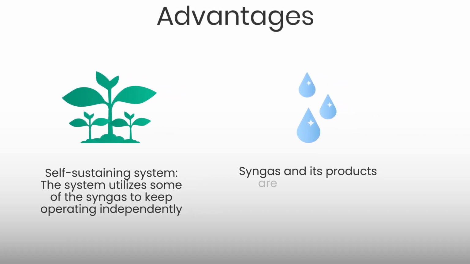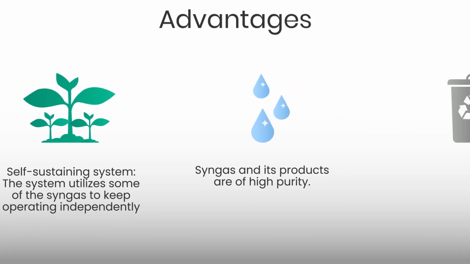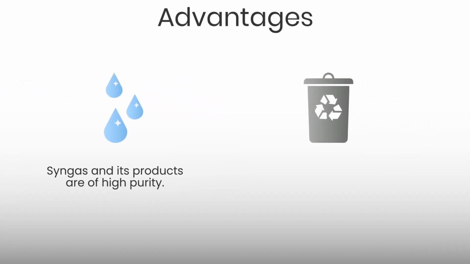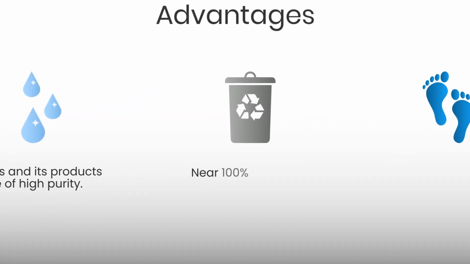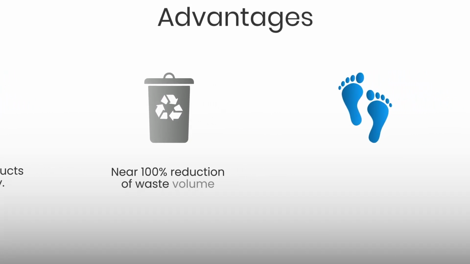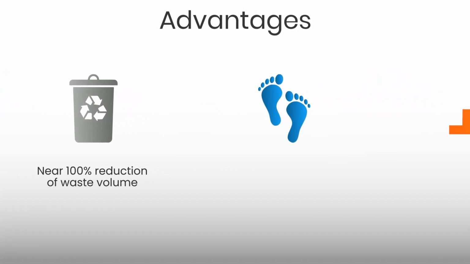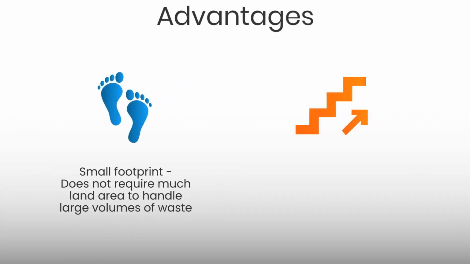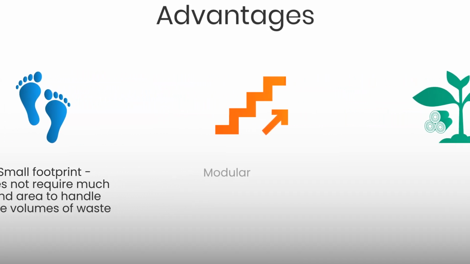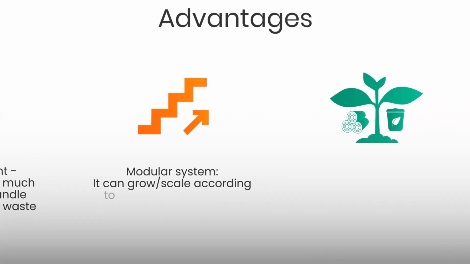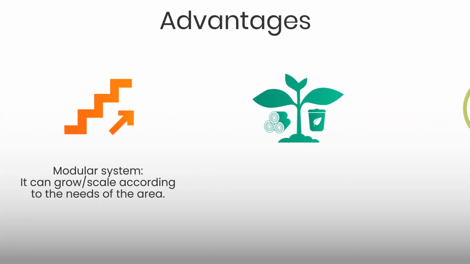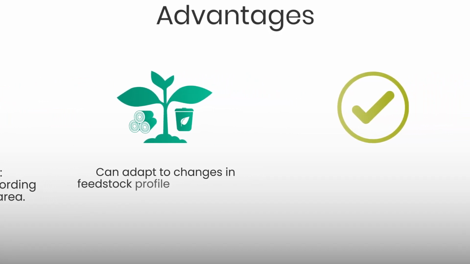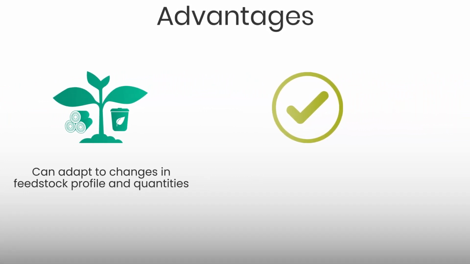Syngas and its products are of a high purity and can match the environmental standards of even the most stringent countries. There is a near 100% reduction of waste volumes. The system does not require much land area to handle large volume waste. The system is modular and can therefore scale according to the needs of an area. It can also adapt to change in feedstock profile and quantities.